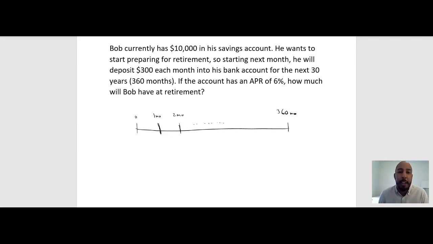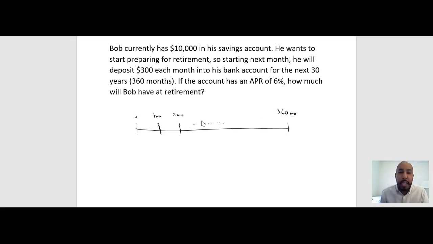All right, let's go ahead and try to solve this problem. So we have Bob, who currently has $10,000 in the savings account and he wants to prepare for his retirement. He's going to start next month by depositing $300 each month into his account for the next 30 years, and that's 360 months. The account is going to pay interest, APR of 6% per year. And we want to know how much he is going to have at retirement. So after 30 years, how much is going to be sitting inside his account.